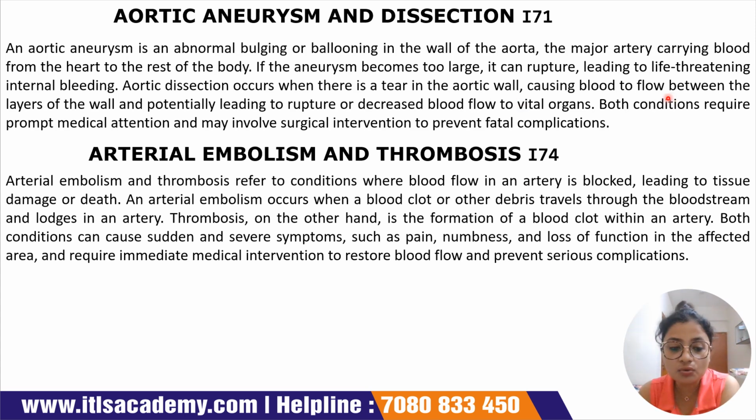Moving on to the next important code that we have, that is I71, which stands for aortic aneurysm and dissection. It is an abnormal bulging or ballooning in the wall of the aorta, which is the major artery carrying blood from the heart to the rest of the body. If the aneurysm becomes too large, means if the bulging becomes too large, then it can rupture, leading to life-threatening internal bleeding, means hemorrhage. Aortic dissection will occur when there is a tear in the aortic wall, causing blood to flow between the layers of the wall and potentially leading to rupture or decreased blood flow to the vital organs. Both conditions require prompt medical attention and may involve surgical intervention to prevent fatal complications.